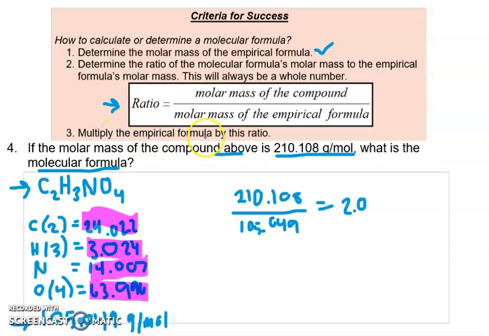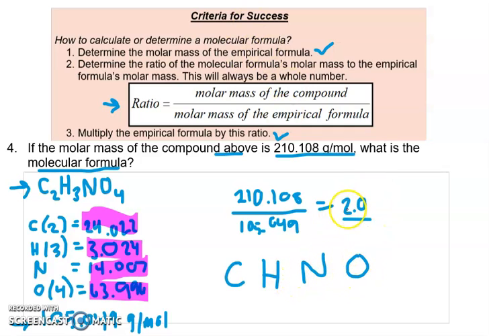So multiply the empirical formula by this ratio. So I have to go in and multiply every single subscript by the ratio that I just found. So that means that my final formula, I'm going to write it again right here, I have carbon, I have hydrogen, I have nitrogen, and I have oxygen.